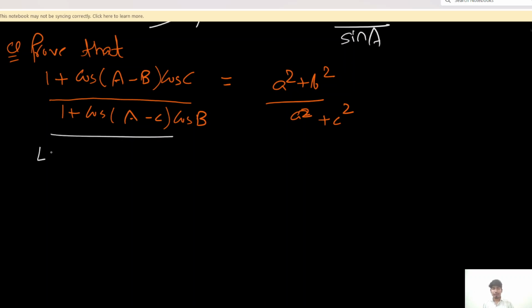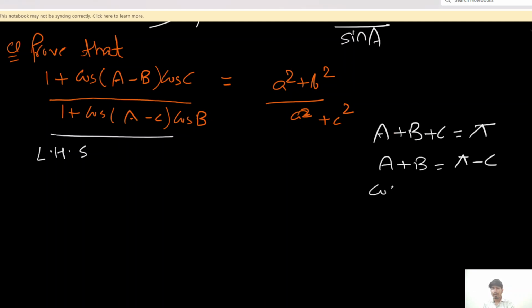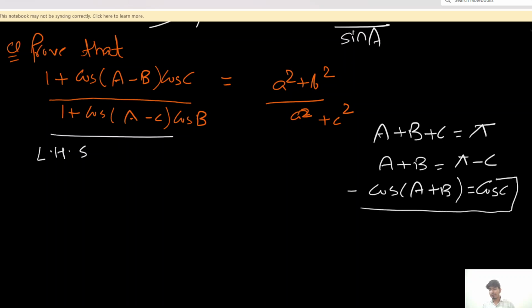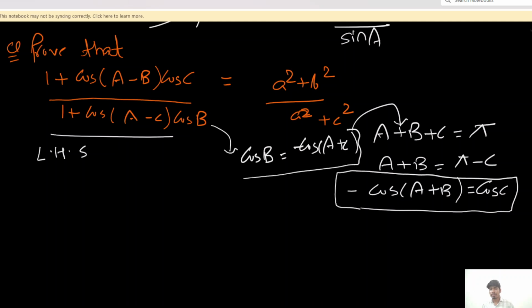Take LHS. Here a plus b plus c is pi, so a plus b is pi minus c. Then cos of a plus b is minus cos c, because cos of pi minus c is minus cos c. Use this identity: cos c is minus of cos(a plus b). Similarly, cos b is minus of cos(a plus c).